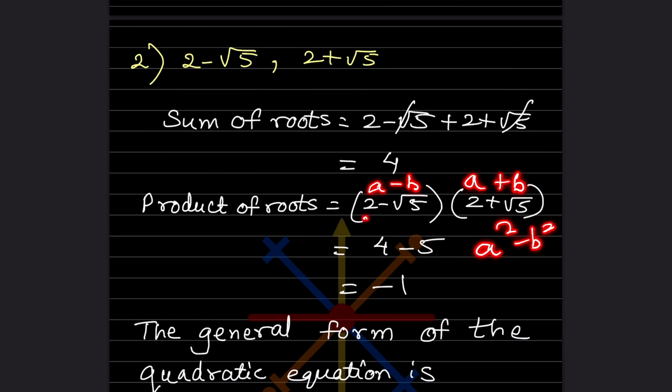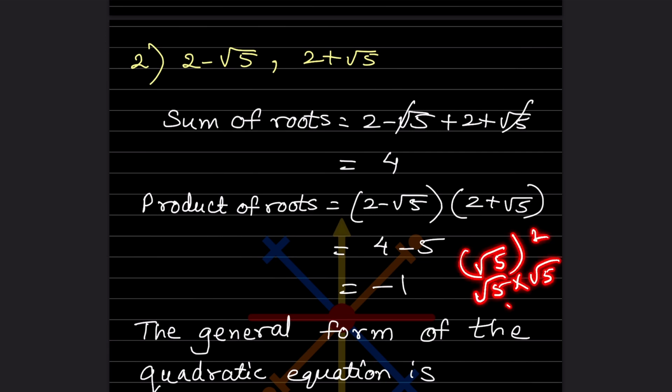So when you square this one, what will you get? 4. And b squared means root of 5 squared. Root of 5 into root of 5 is root of 25, which is a perfect square, that is 5. So a squared minus b squared gives 4 minus 5, which is going to be minus 1.